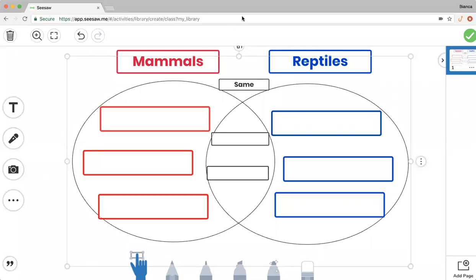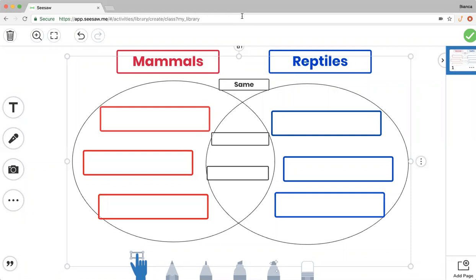Hi, kindergarten friends. Today we're going to talk about how mammals and reptiles are different and the same. And we're going to do that by using a Venn diagram. On your screen, you will see a Venn diagram. This is a tool that we have used before in kindergarten. Can you think back and remember when we've used a Venn diagram before?